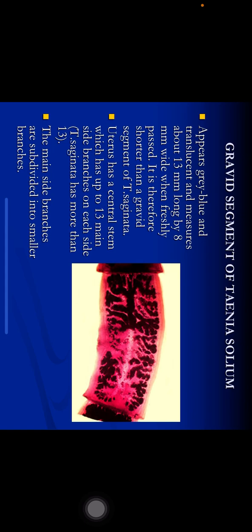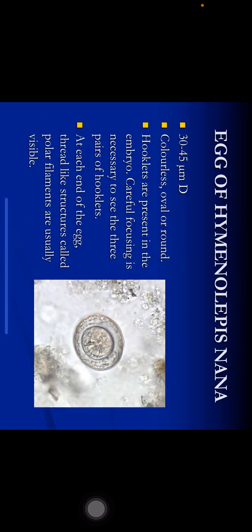The uterus has a central stem which has up to 13 main side branches on each side, whereas Taenia saginata has more than 13 side branches. The main side branches are subdivided into smaller branches.